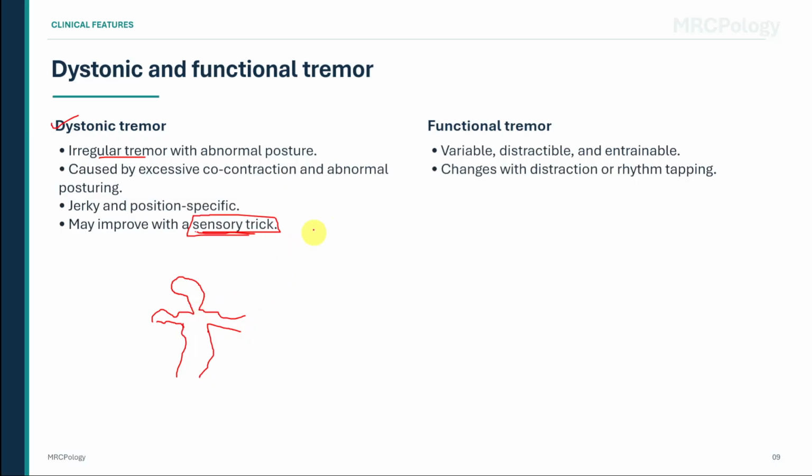A functional tremor is characterized by variability, distractibility, and entrainment. Its frequency or amplitude may change during the examination. It may reduce when attention is diverted. It may also adopt the rhythm of voluntary tapping performed by another limb. This is called entrainment.